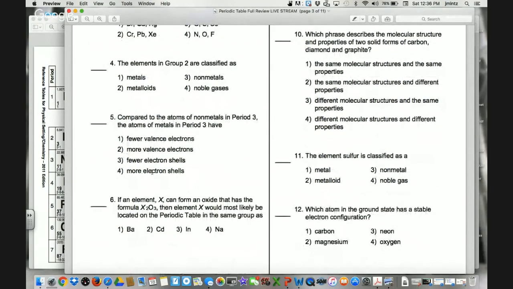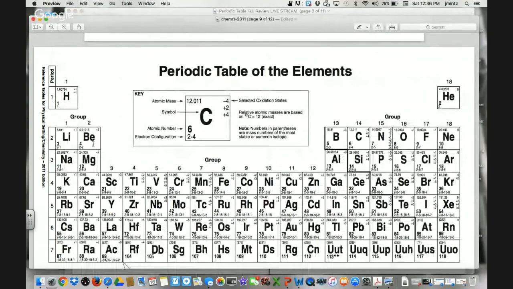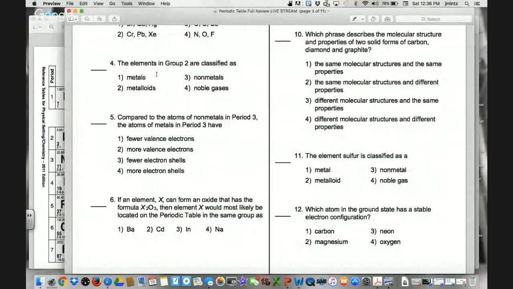All right, so number 4, the elements in group 2 are classified as. So group 2, they want you to know, do you know groups or columns? And they want to know, do you know what side of the table this is? All right, so group 2, those are your metals. So you are metals, there you go.